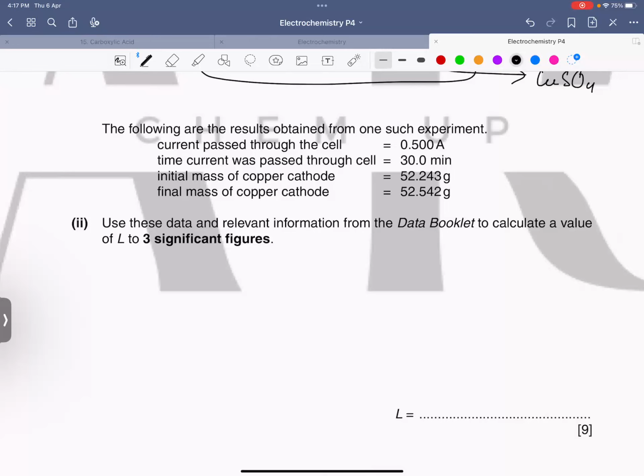There is no need for the oxidation state of sulfur, because see, there is a change in the mass of the copper cathode, right? So we just need the mass of the copper only. Can anybody complete this?